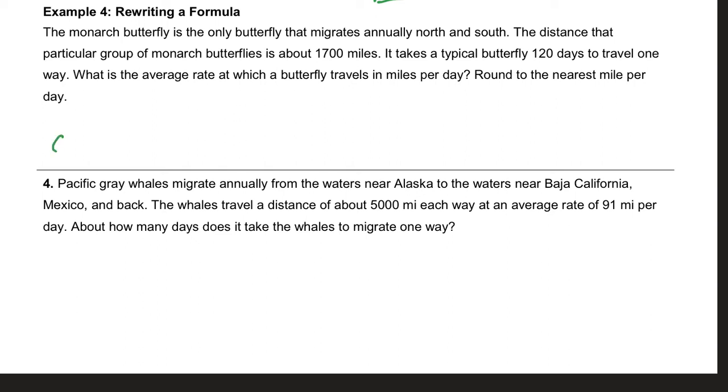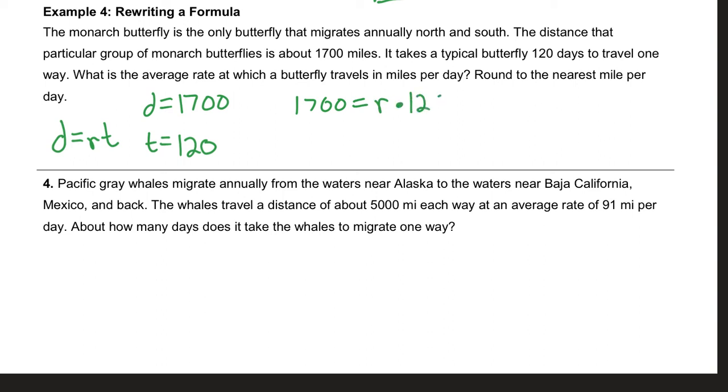So in this example, we are going to use the distance formula. Distance equals rate times time. The distance something travels. We are given a few of those values. We're given that the distance the butterflies travel is 1,700 miles. We are given that the time it takes them to travel that distance is 120 days. We have to solve for the rate. So I'm going to substitute these values into the equation and then solve the equation. So d is 1,700. So my equation is going to look like 1,700 equals the rate times 120.